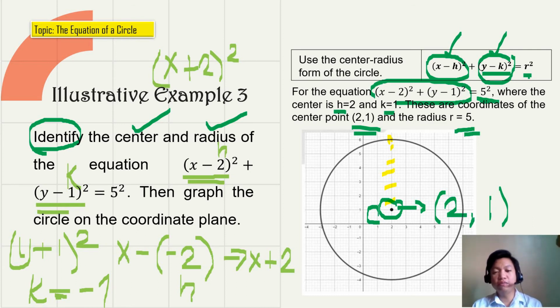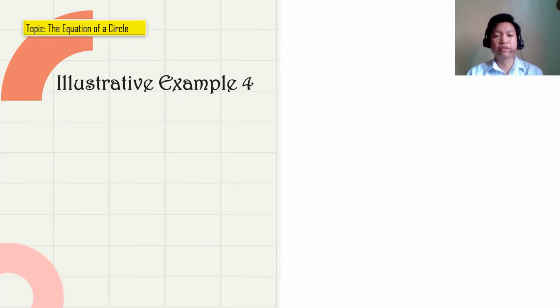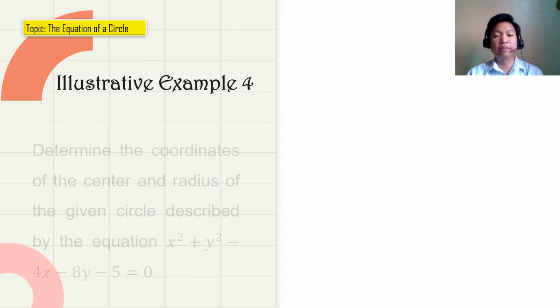Mahalaga kasi yun dahil yun yung mag-represent ng center ng iyong circle sa Cartesian plane. So, malaking bagay ang signs, lalo sa Cartesian plane. Kapag nagkamali kayo ng sign, mapupunta siya sa ibang quadrant. Okay, so we're done sa problem na to. Let's proceed to our next example, number 4.